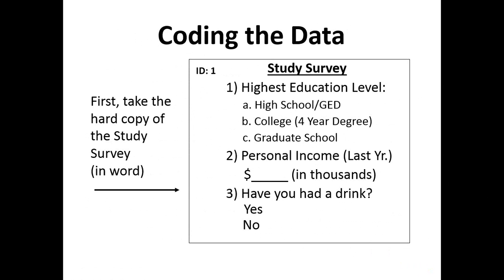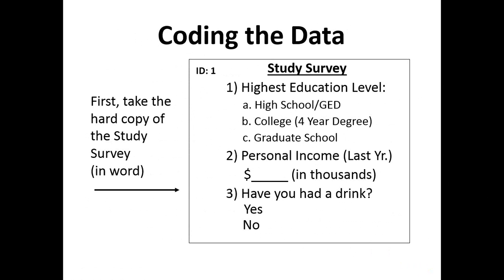So the first actual item, number 1, is highest education level. Right? So we see 1, highest education level. And in the possible responses, these are very truncated, just to illustrate our point. But high school GED is A, B is college 4-year degree, and C is graduate school. Again, there are many more categories. This is just shortened to illustrate our point.